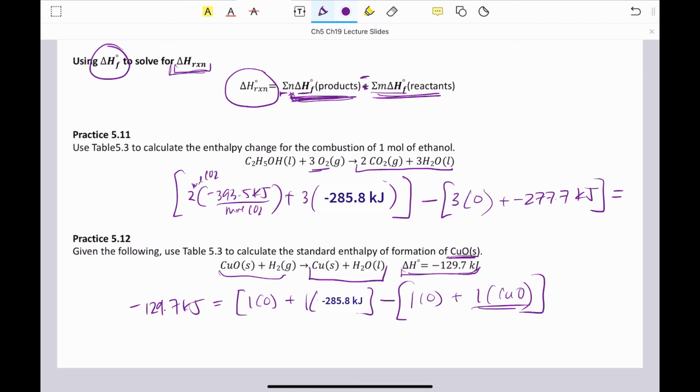All right, so again, this part of chapter 5, so all of chapter 5 revolves around the concept of enthalpy, and what we're going to do is tie that into some other thermodynamic quantities in chapter 19, and all of it's going to come together.